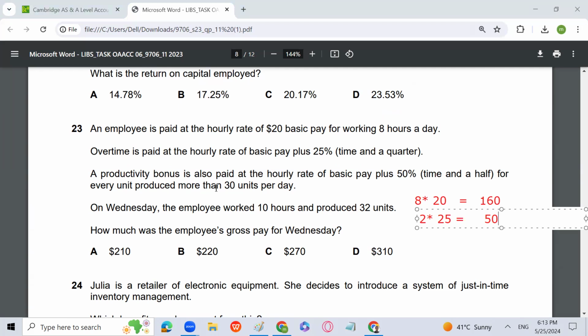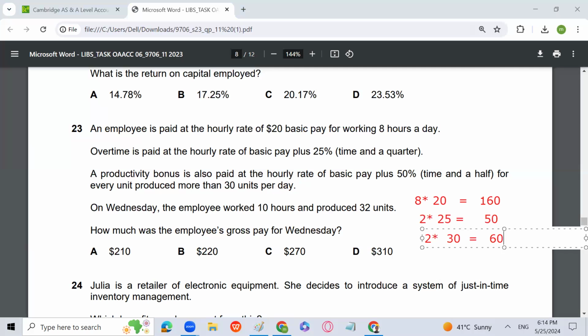And for those, because our productivity bonus is also paid at the hourly rate of basic pay plus 50% for every unit produced more than 30 units per day. So for 2 units, you will be paid basic pay, which is 20, and 50% time and a half, which will be 10. 10 plus 20, 30, you will be paid extra for each unit produced more than 30 units. 2 units are produced more than 30 units. So 2 multiplied by 30 is going to be 60. 160 plus 50 will be 210, and 210 plus 60 will be 270.